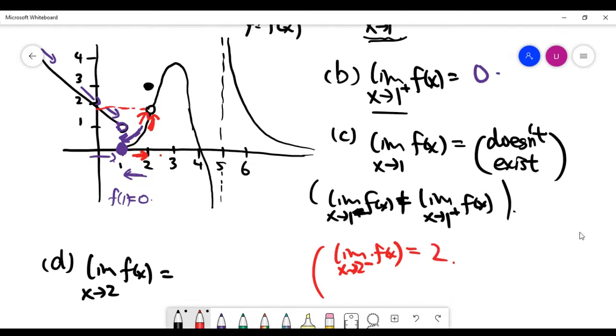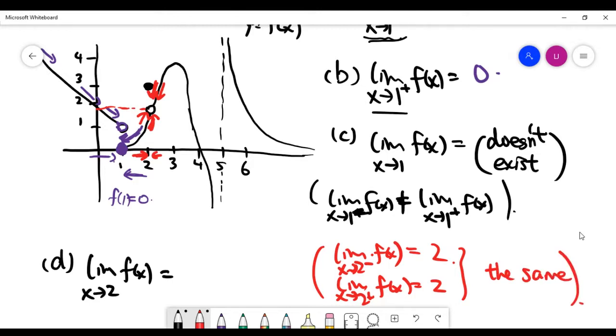And similarly, when you go to the right-hand limit for x going to 2, you're actually going to 2 from the right-hand side like this. So you see, actually they are the same. Because the left-hand limit and the right-hand limit are the same, the value is 2. We can claim that when we take the limit as x goes to 2, the value of this limit problem is actually 2 because they are the same.